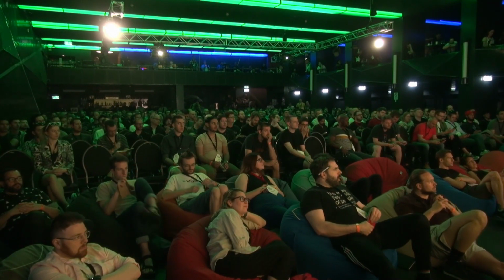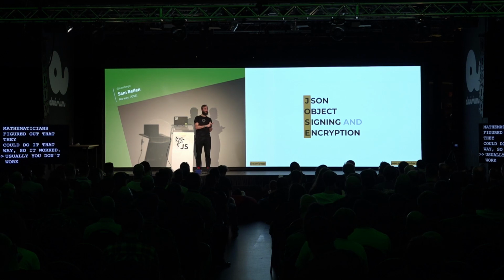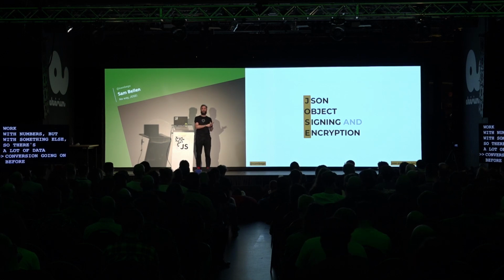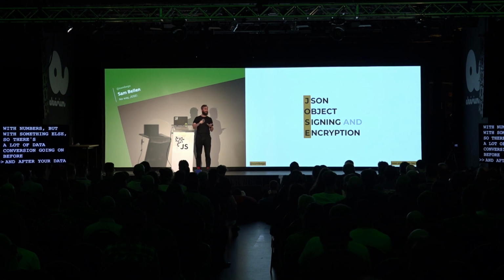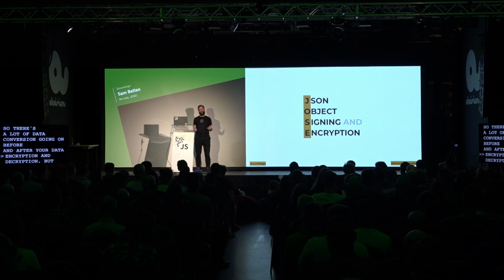And Jose stands for JSON Object Signing and Encryption. And these are words we know by now. We all know JSON, right? Yeah. We all know what an object is. This is a JavaScript conference, so I think most of us know what an object is. And we've seen what signing and encryption is in the previous slides of this talk. So all of these words make some kind of sense to us.